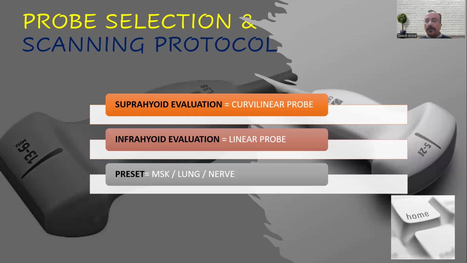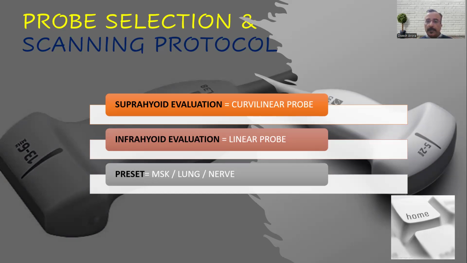So up till now we have studied the ergonomics. Let's now delve into which probe we should be using for performing the airway ultrasound focus. For suprahyoid evaluation, since these are deeper structures, we are trying to visualize the floor of the mouth, tongue, and the palate, we use the curvilinear probe. And for infrahyoid evaluation, these structures are generally superficial, so a linear probe does the trick.